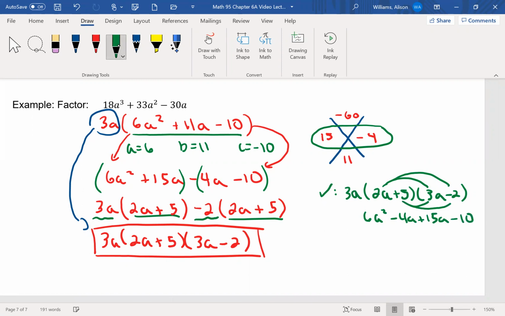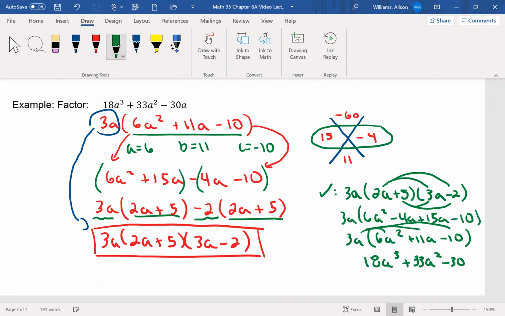Okay, and then I can combine these two middle terms. That's going to be 11A minus 10. All right, but then that 3A is still sitting out there. So now I'll take the moment and distribute the 3A into all 3 terms, which will give me 18A cubed plus 33A squared minus 30A. So it checks. I get back to what I started with in the original problem.